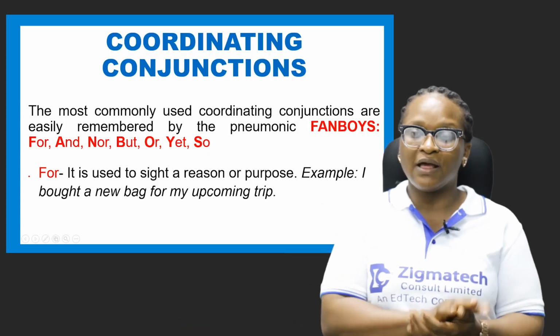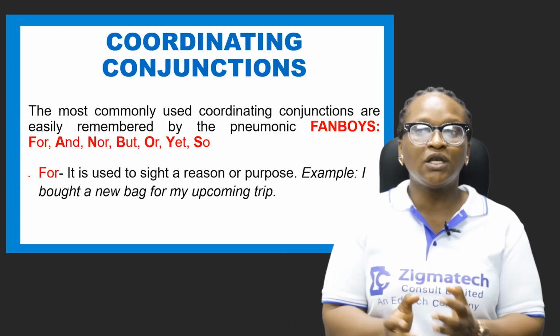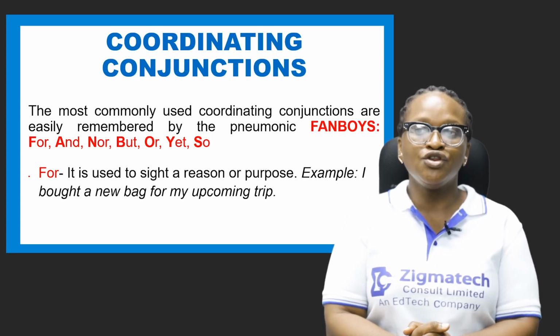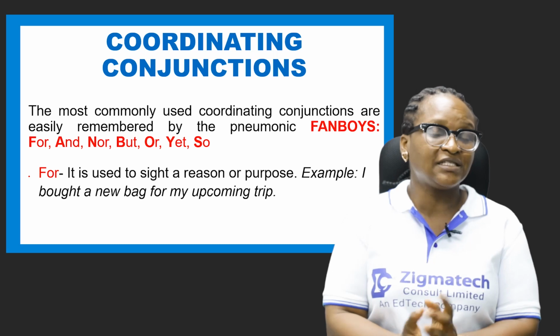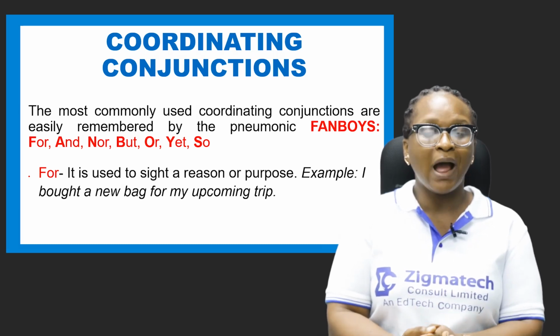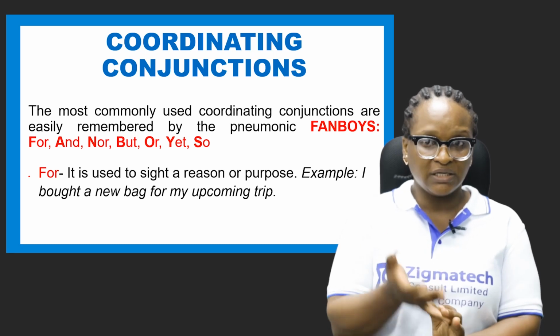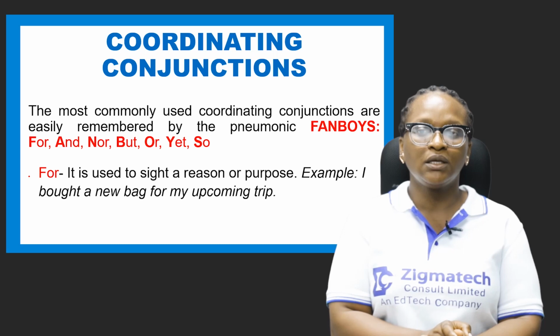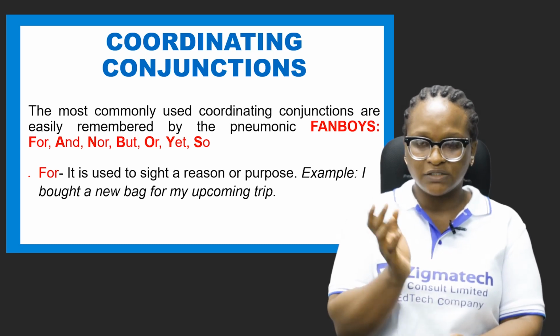All right, so let's look at them appropriately. The most commonly used coordinating conjunctions are easily remembered by the mnemonic FAN boys. Mnemonic is also a word used for acronym. For, and, no, but, or, yet, so. So let's look at some examples.